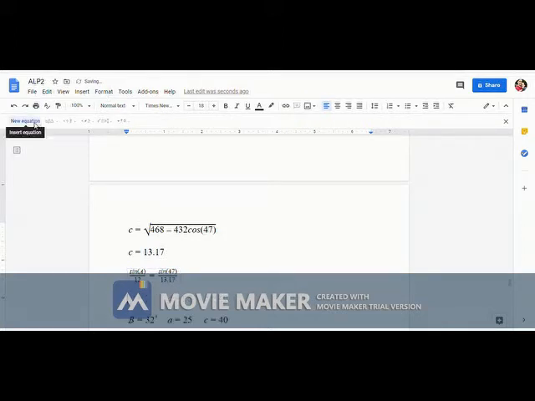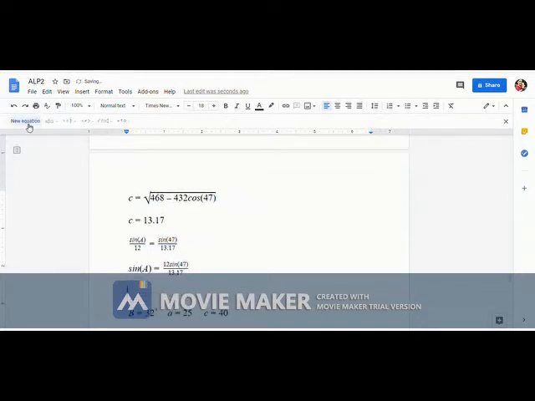We multiply both sides by 12. Sine A equals 12 sine 47 over 13.17. Sine A is going to equal, put that into a calculator, 0.67.